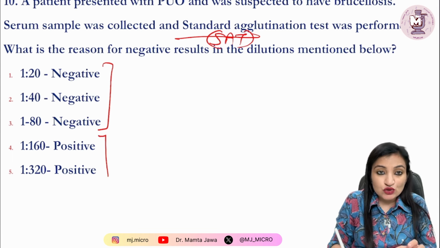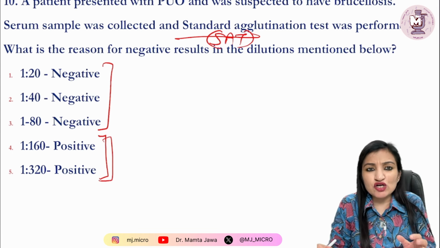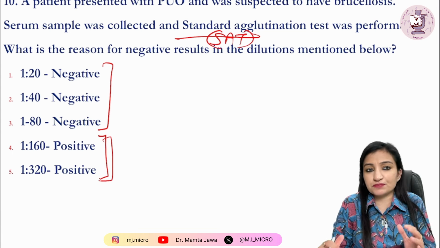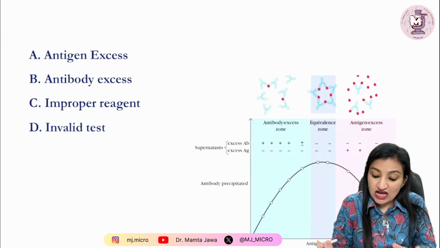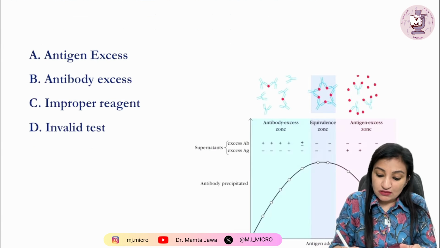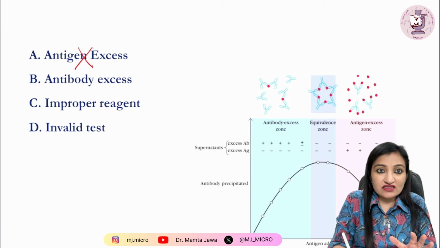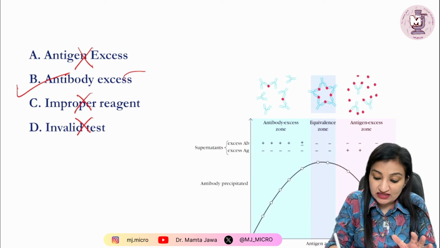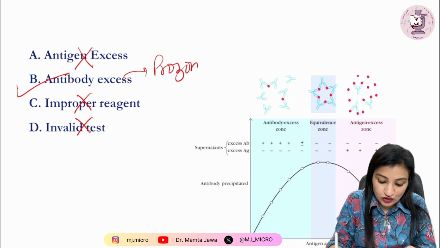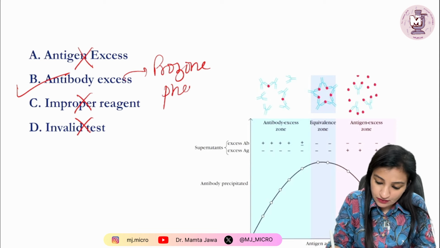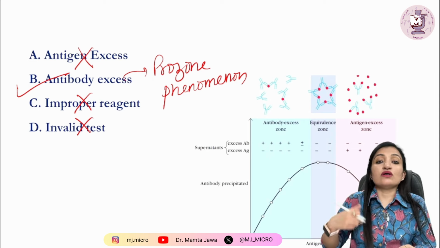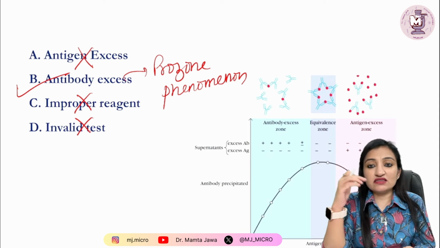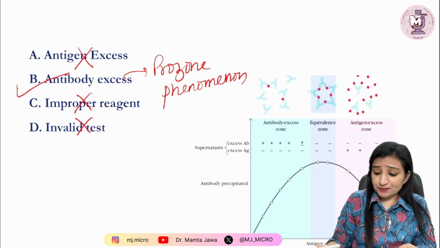Then at further dilutions the test came positive, which is a very frequently observed phenomenon in antibody detection tests for brucellosis done by standard agglutination test. Now this is because of what? This is because of not antigen excess or improper reagent or invalid test. It is because of antibody excess. This is nothing but the prozone phenomenon. Okay. So the famous Marrack's lattice hypothesis says what?